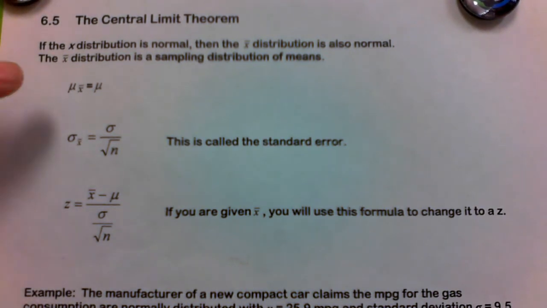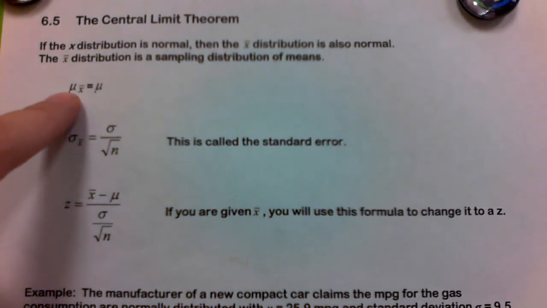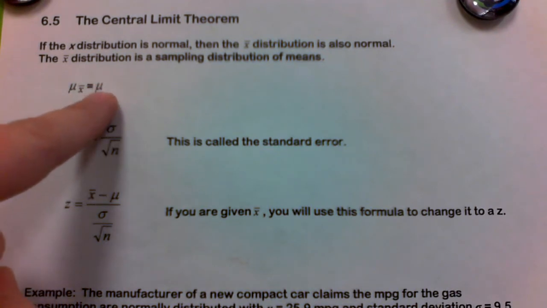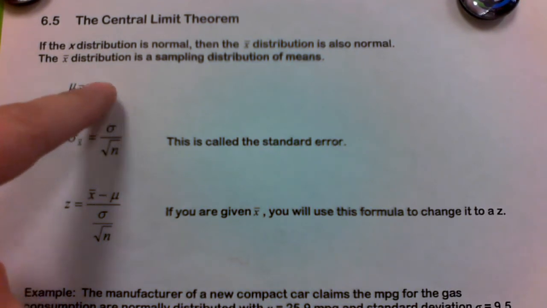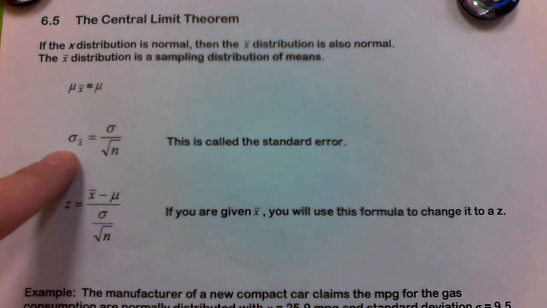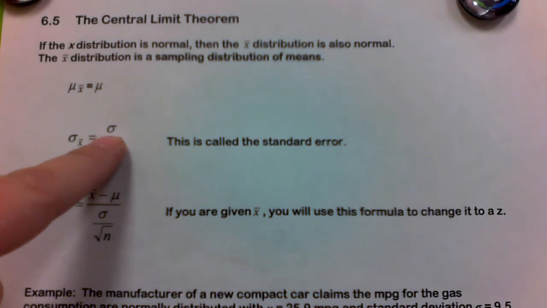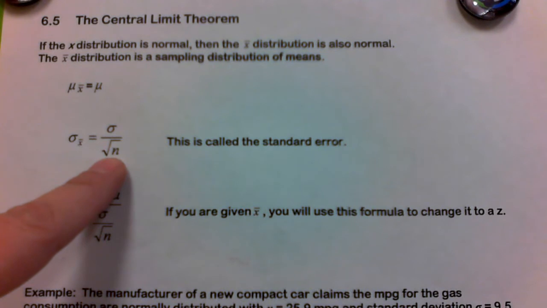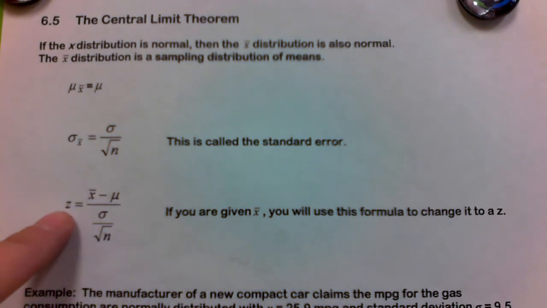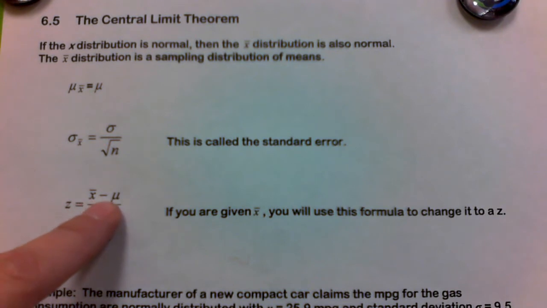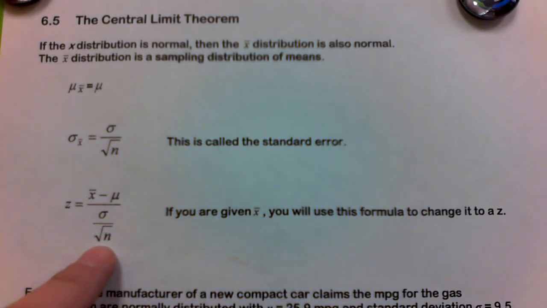And what we had looked at the end of 6.4 were that the average of the sampling distribution is going to be equivalent to the average of the X values. The standard deviation of the sampling distribution is equal to the standard deviation of the X values divided by the square root of n. And then the z, when we have to calculate the z value, it's x bar minus mu, which is the same, but now the denominator is sigma divided by the square root of n.